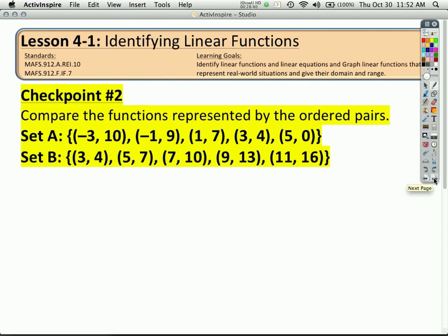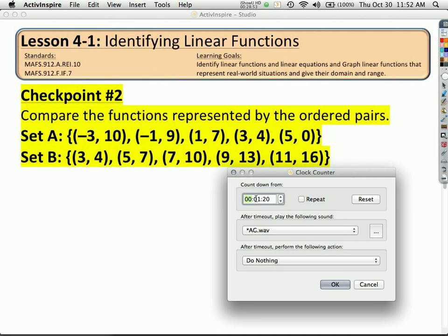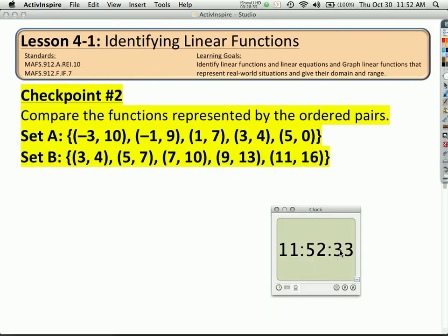Checkpoint number 2. I'd like you to compare these two sets. Tell me something about them and about whether they're linear or not. See what you can figure out. 2.5 minutes.